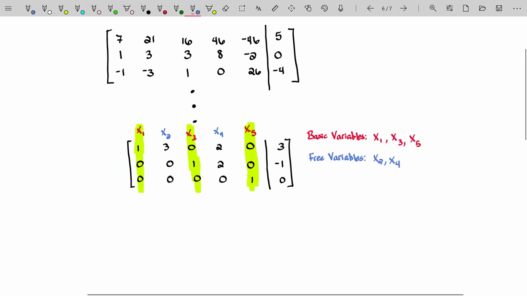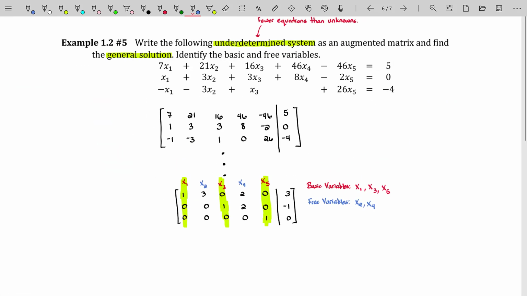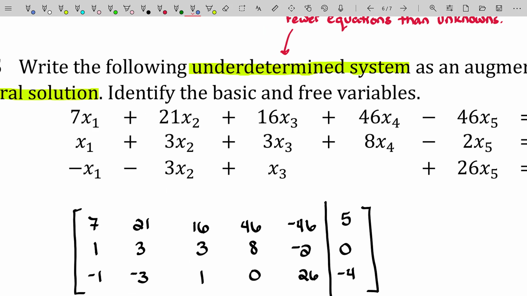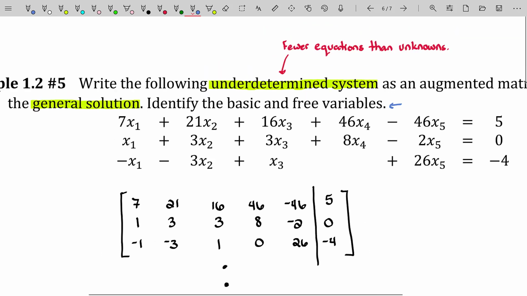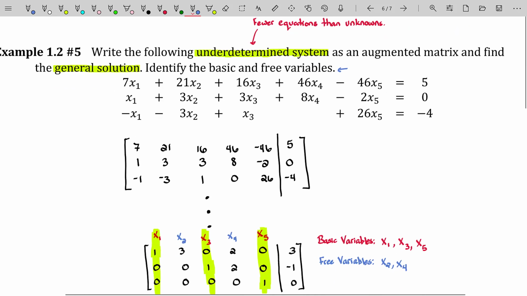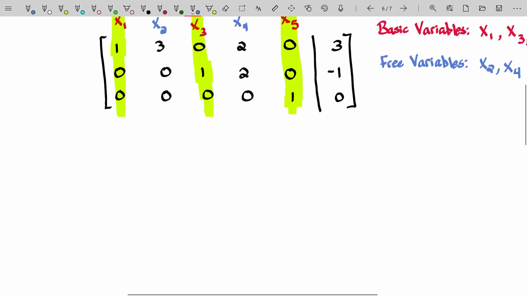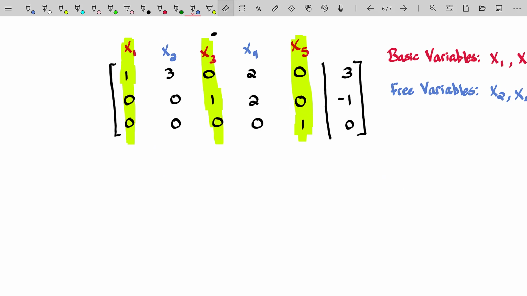So we've already answered without doing too much work. I just borrowed from our last session, or our last video. We've already identified the basic and free variables. We're actually done with this sentence right there. However, we still need to find the general solution and write it as a general solution. So going back through this, I'll erase my highlighting here.